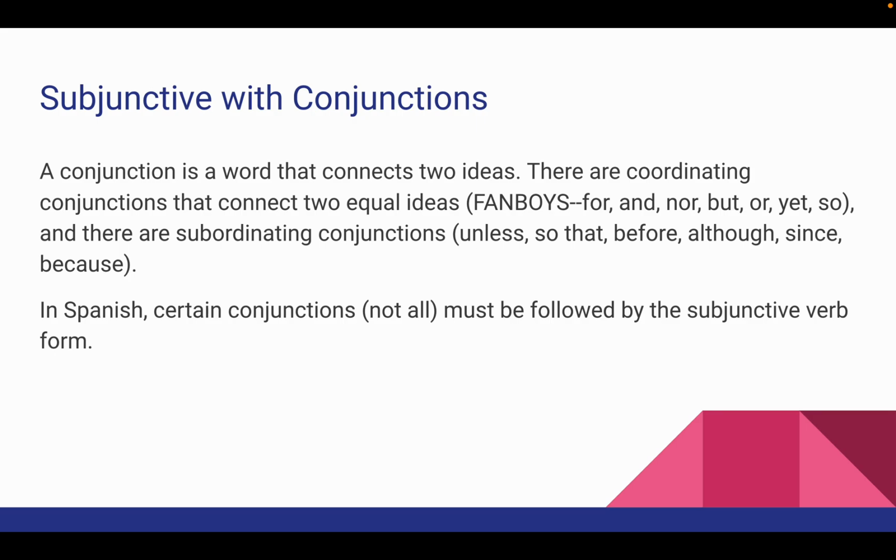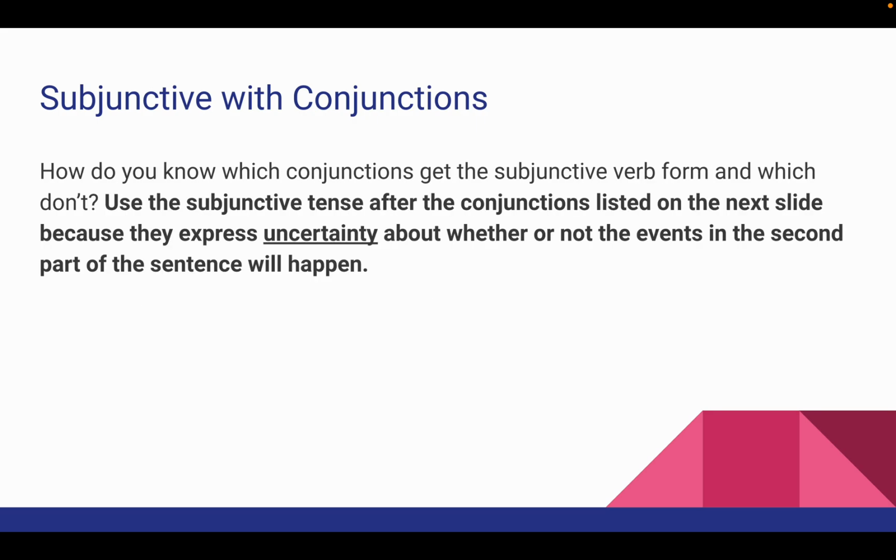And there are subordinating conjunctions, when connecting two things that are not equal. So a dependent and an independent clause. So unless, so that, before, although, since, because. In Spanish, certain conjunctions, not all, but certain conjunctions must be followed by the subjunctive verb form. We're going to learn what those conjunctions are today.